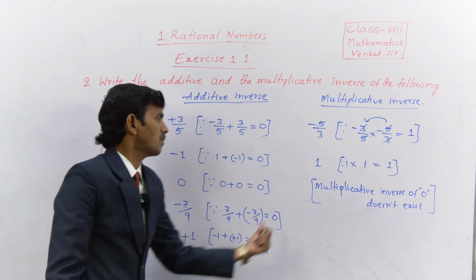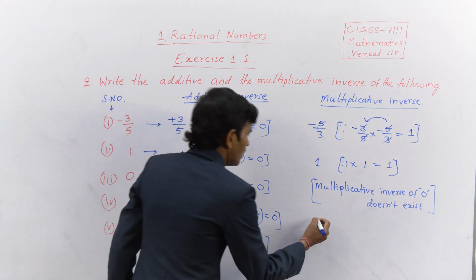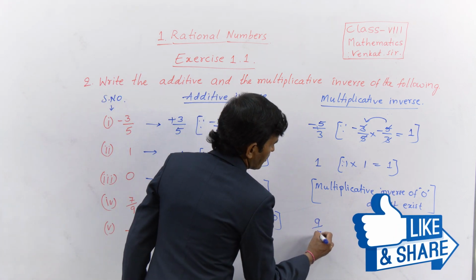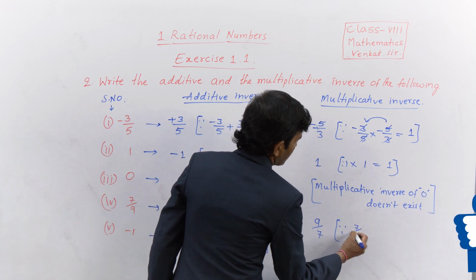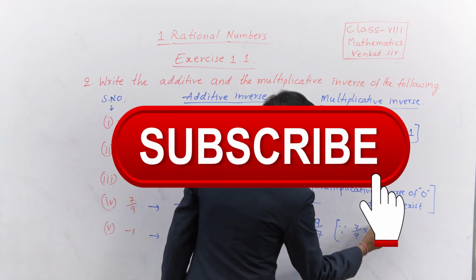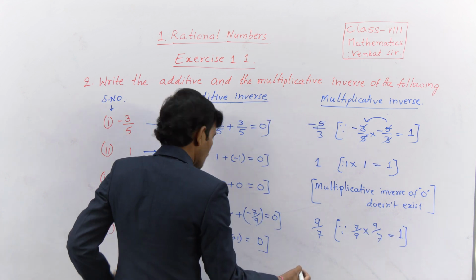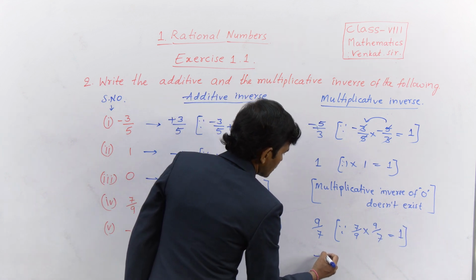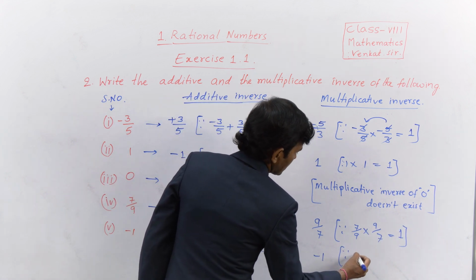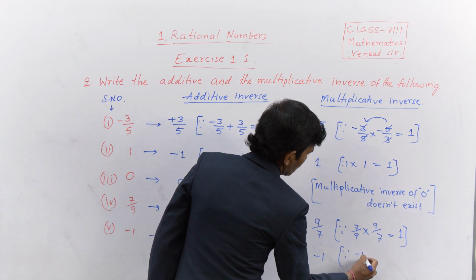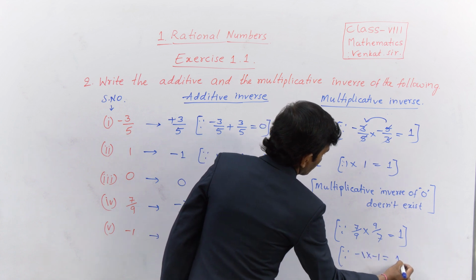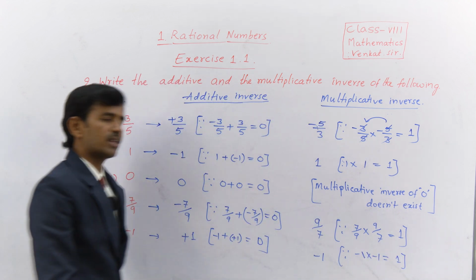Now let us write the multiplicative inverse of 7 by 9. What is the multiplicative inverse of 7 by 9? 9 by 7. Since 7 by 9, when you multiply it by 9 by 7, you will get 1. In the same manner, for minus 1, the multiplicative inverse is minus 1, since minus 1 into minus 1 gives us plus 1 as the multiplicative identity.